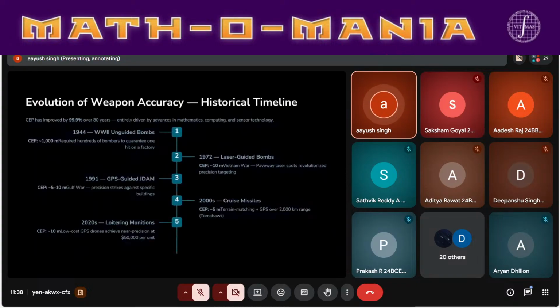Now let us see the evolution of the strategies throughout the years. The CEP of the weapons has been improved by 99.9% in over 80 years. So now let us see the history of it. In 1944, the unguided bombs used in World War II had a CEP of around 1000 meters, which meant it required hundreds of bombers to guarantee one hit on a factory. And in those times, factories were essentially used to gather resources for a country. So those were one of the first facilities to be attacked.